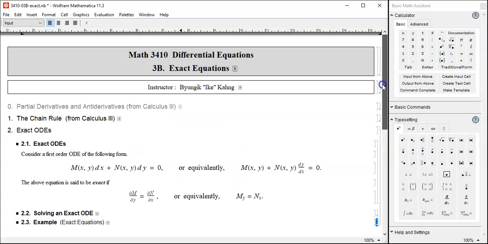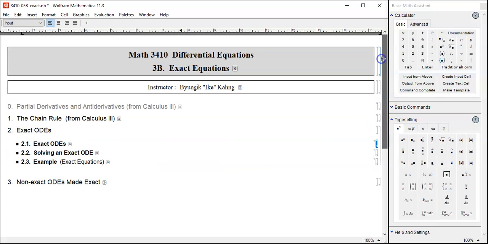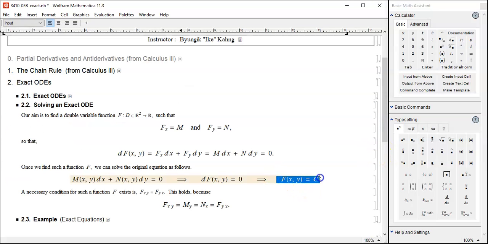Okay, all right. So much for the preparation, and let's go to theory. I don't know whether I have enough time to do that. If so, I'll have to stop and then I'll resume in the next video. Okay. Basically, what we want is an implicit solution here: capital F of x comma y is equal to c. That's what we want.